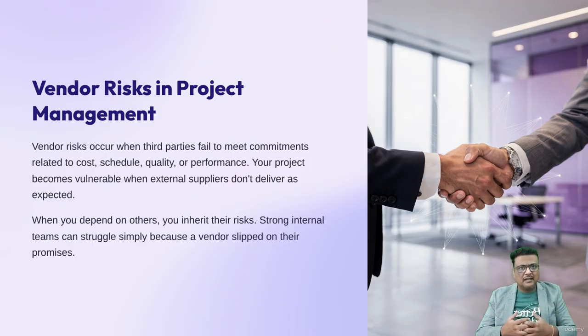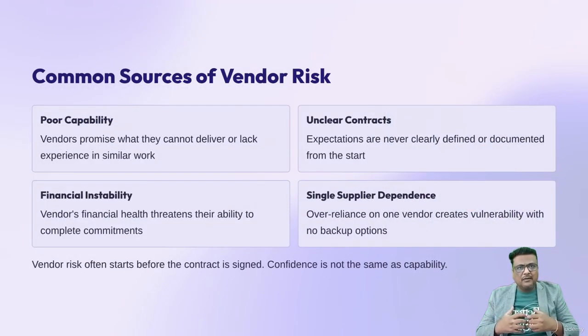So now that we understand what vendor risks are, the next question is where these risks usually come from. That takes us straight into common sources. Vendor risks usually come from poor vendor capability, unclear contracts, financial instability, or over dependence on a single supplier. In everyday English, this means the vendor either cannot do what they promised or the expectations were never clear. Let's break this down together.